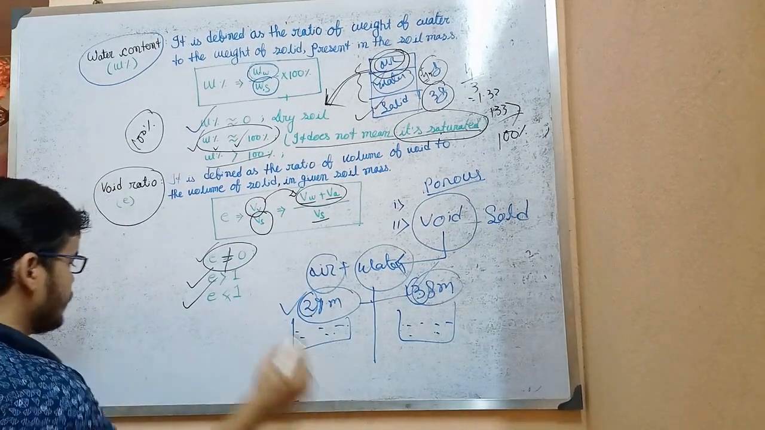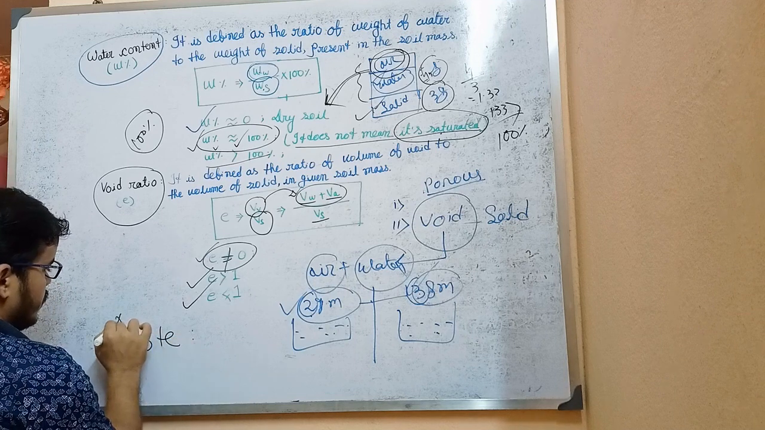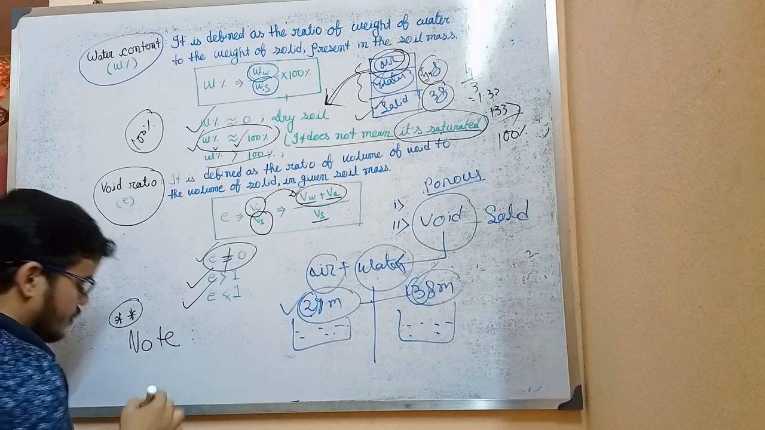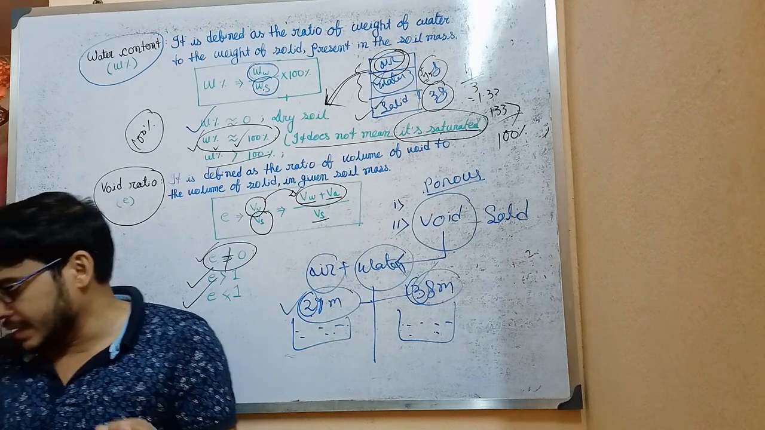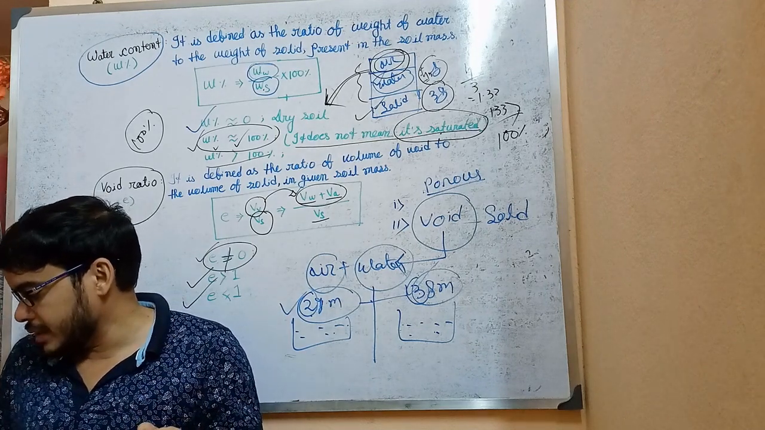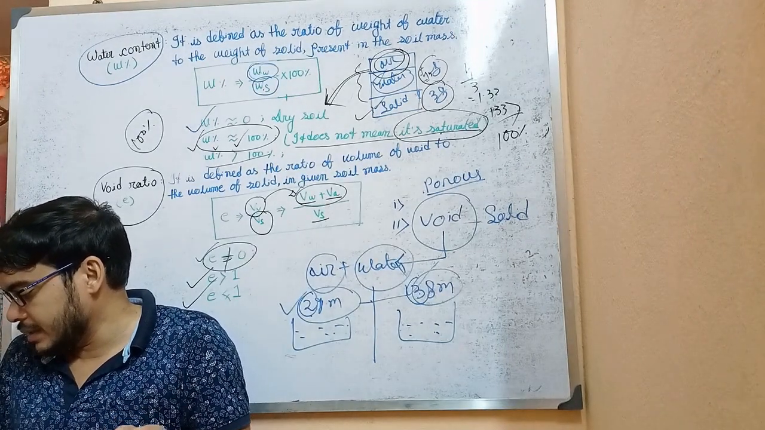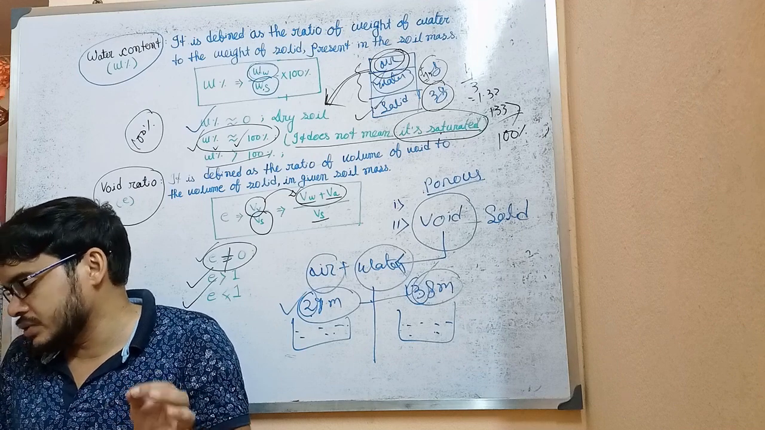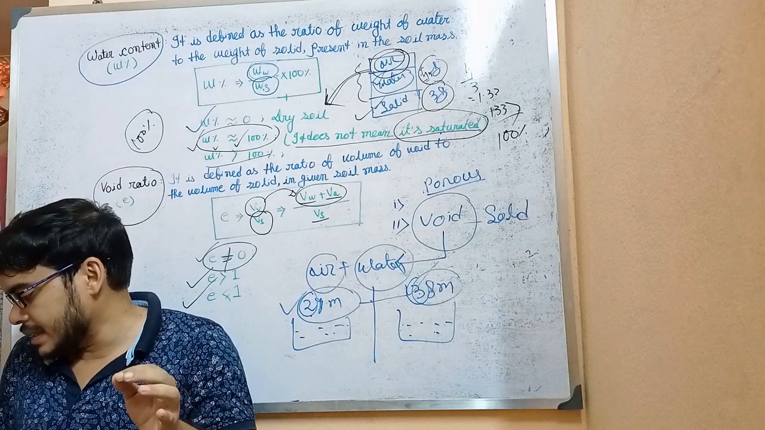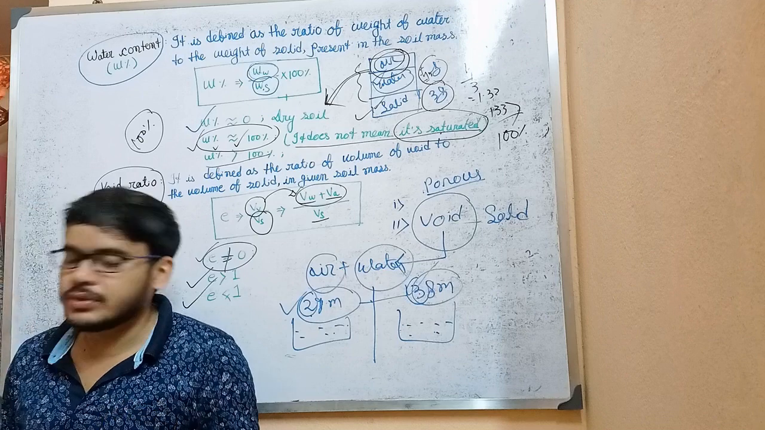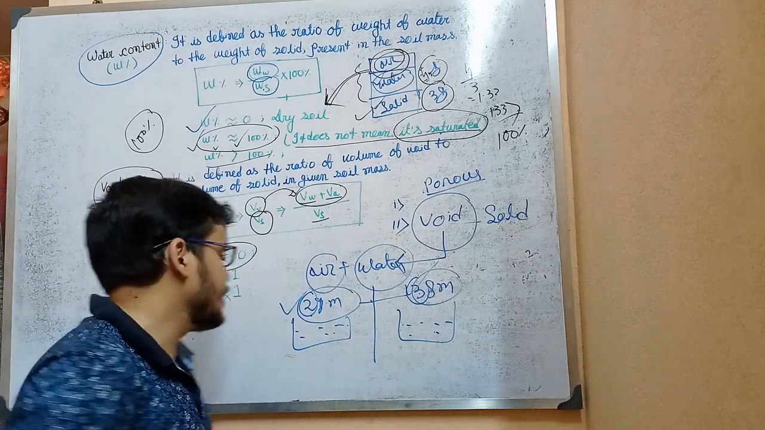Now make a note after this. Write it down. Generally, void ratio is more in fine soil, because the number of voids in fine soil is much more than in coarse soil for a given volume of soil. However, the size of voids is larger in coarse soil. Write the note here.